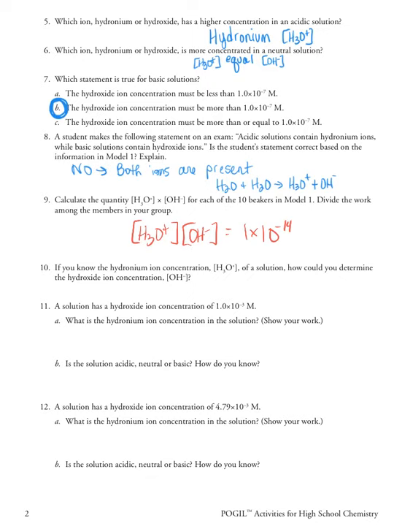So basically, if you know the hydronium ion concentration of a solution, how could you determine the hydroxide ion concentration? That means if you know this and you know this, can you solve for the last thing? Well, heck yeah. So you would rearrange this to get OH minus. You would take 1 times 10 to the -14th and divide it by H3O plus.